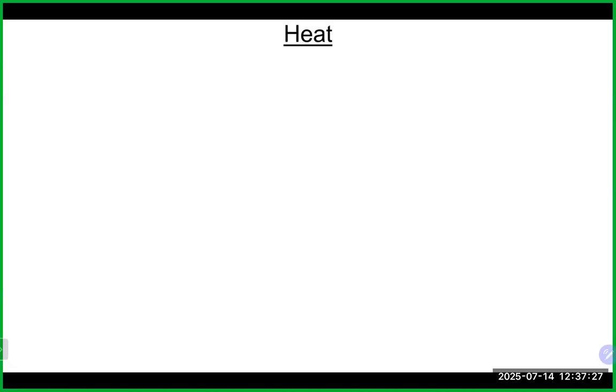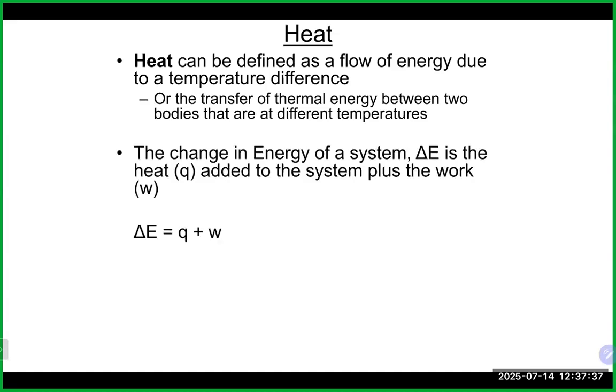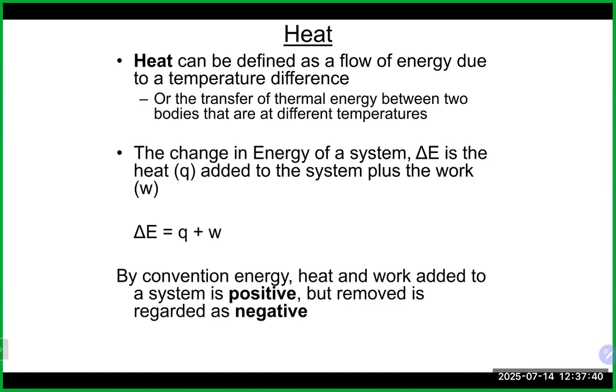So a question on Hess's law. Again, you could have multiple equations, just try to get everybody to the right side and keep track of what you did. So as we've talked about, heat is the flow of energy due to temperature difference and the transfer of thermal energy between two objects that are at different temperatures. The change in internal energy, which is delta E, is the heat, or Q, added to the system plus the work. By convention, energy, heat, and work added to the system is positive and removed is negative.